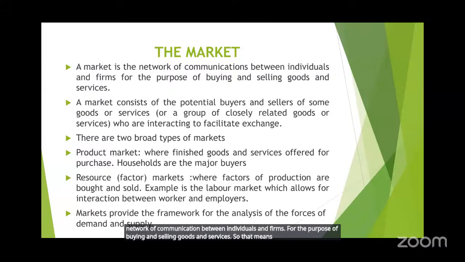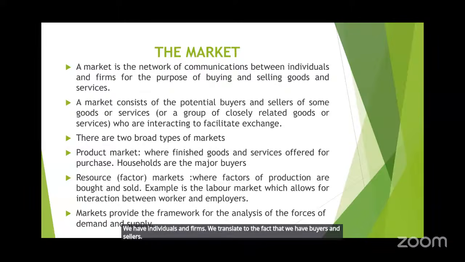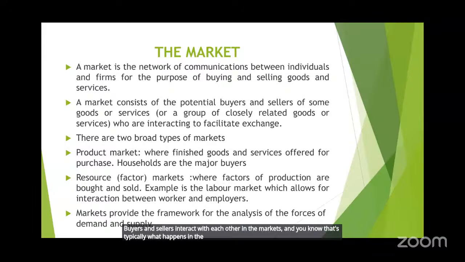So that means that in a market, we have individuals and firms, which translates to buyers and sellers. The sellers are the firms and individuals are the buyers of goods and services. Like we said, it's a network of communication. Buyers and sellers interact with each other in the market. That's typically what happens: you go to the market, there's a thing you want to buy, you go to the seller, and an interaction takes place between you and the seller.